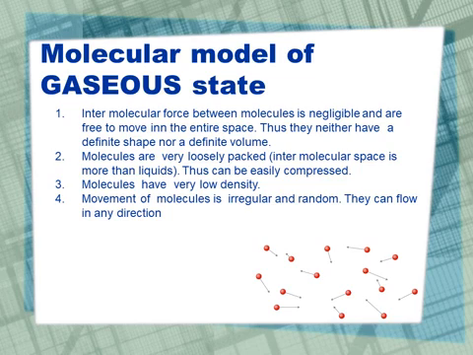And the last is movement of molecules. How was the movement? It is irregular and random. That is, the molecules can move in any direction and anywhere. They do not have a limited space where they have to move. Because of this property, gases can flow in any direction.